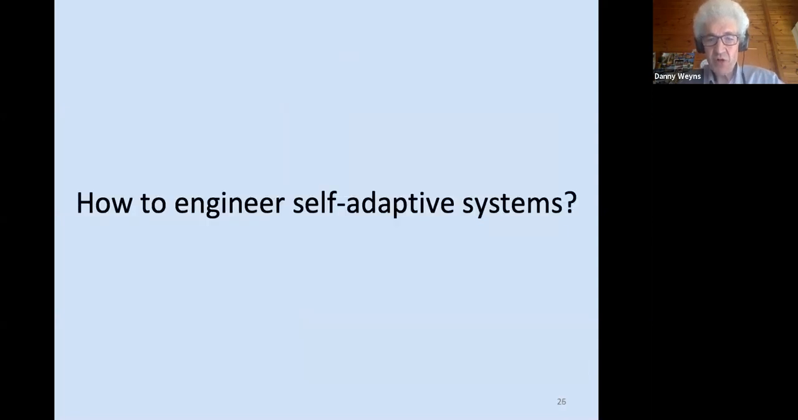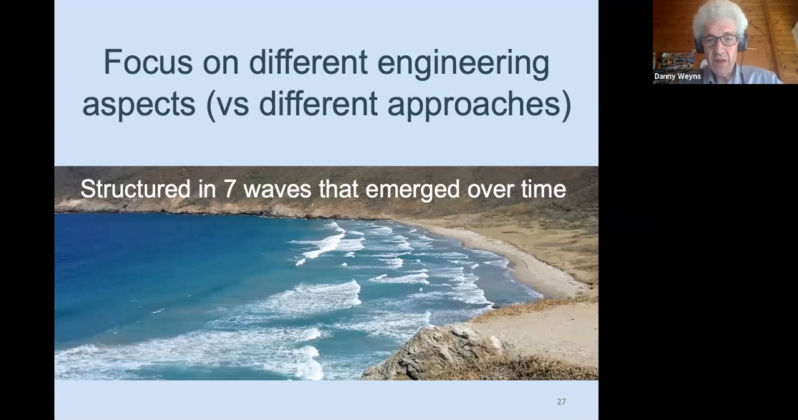So the main part of the rest of this talk will be about how to engineer self-adaptive systems. We want to understand what the underlying principles are to build, maintain and evolve such systems. The rest of this talk, the engineering part, is structured in what I have called waves, in total 7 waves. These 7 waves focus on different engineering aspects of self-adaptation, so different angles to the problem of how to engineer systems. It's not about different approaches, but different angles to the engineering problem.